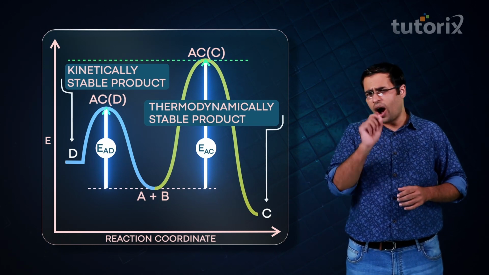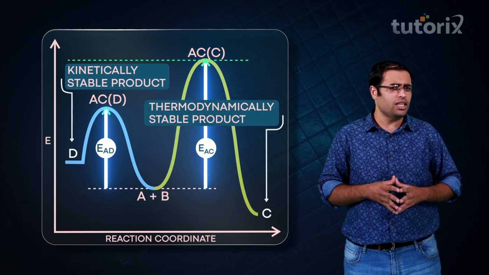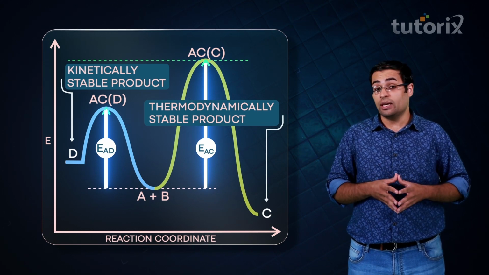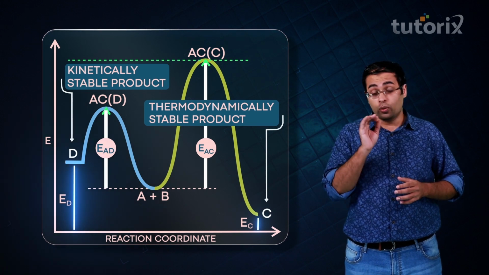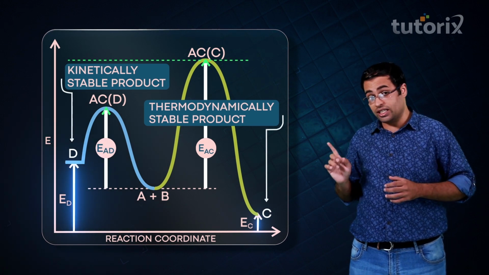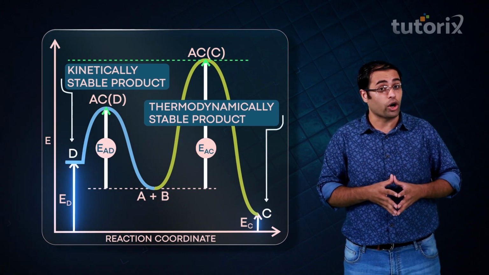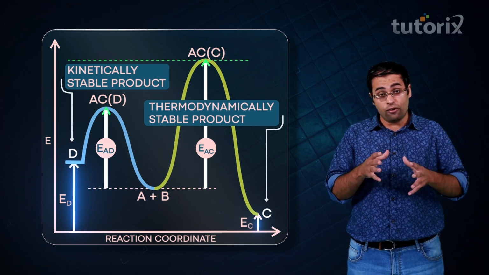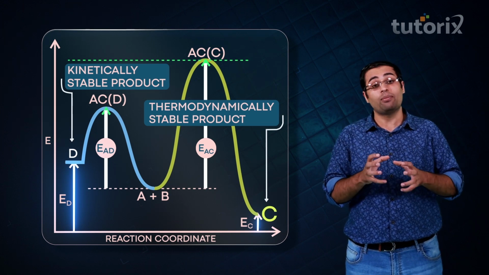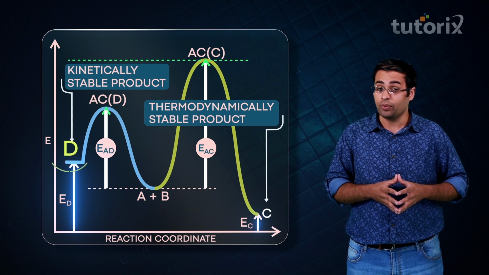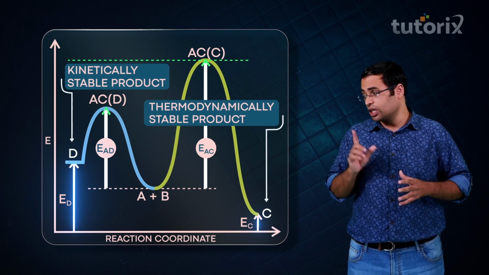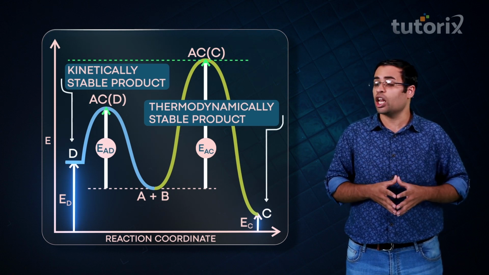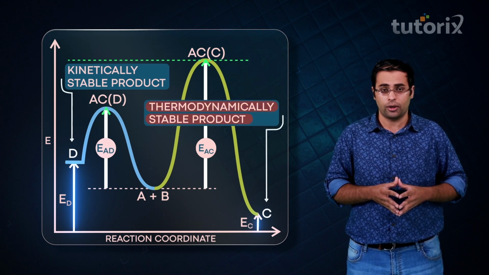And do you know why product C forms under these conditions? Well, quite simply, if you notice the energies of products C and D, you will notice that the energy of product C is very less as compared to product D. Therefore, product C is more stable as compared to product D and forms under these conditions. And because of this, it is called the thermodynamically controlled or thermodynamically more stable product.